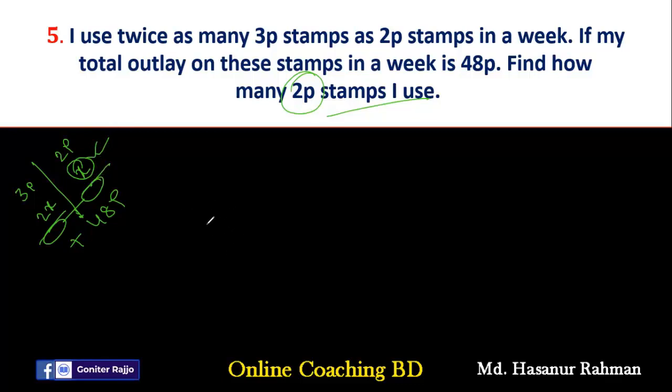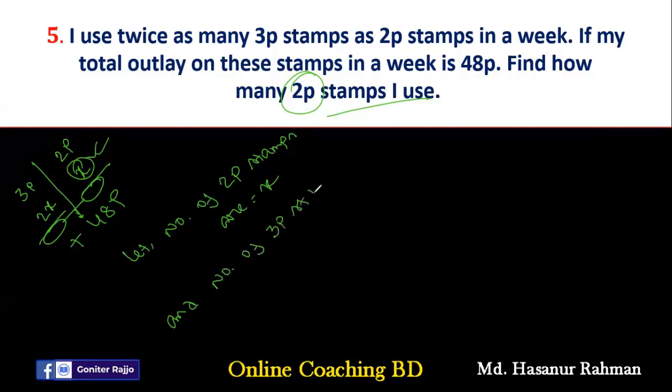So how can you solve this problem? This is very simple. Look at this. Let the number of 2p stamps be x, and the number of 3p stamps be twice x. So according to the question, we can write the total cost of 2p stamps is 2 multiplied by x, and the total cost of 3p stamps, that means 3 pence stamps, is 3 multiplied by twice x. And what is the total? Total is 48 pence. Okay.